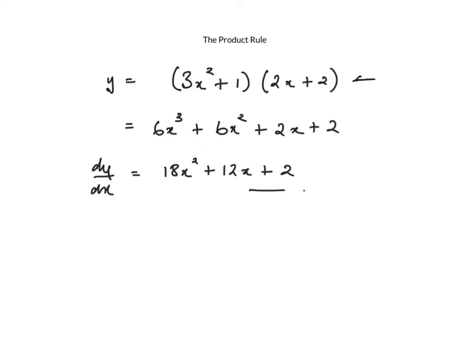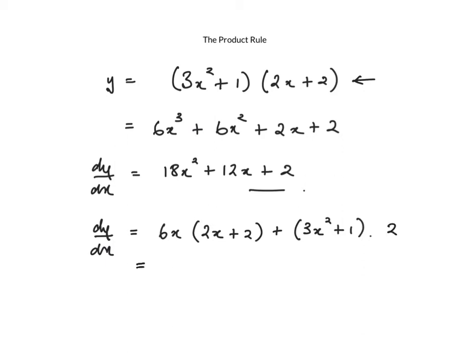This is what we call a product. We have two quantities multiplying. So what I'm going to do then, I'm going to differentiate the first bracket. So if I differentiate 3x squared plus 1, I get 6x. I'm going to leave the second bracket. I'm going to leave the first bracket and differentiate the second bracket. So if I differentiate this, I get number 2.